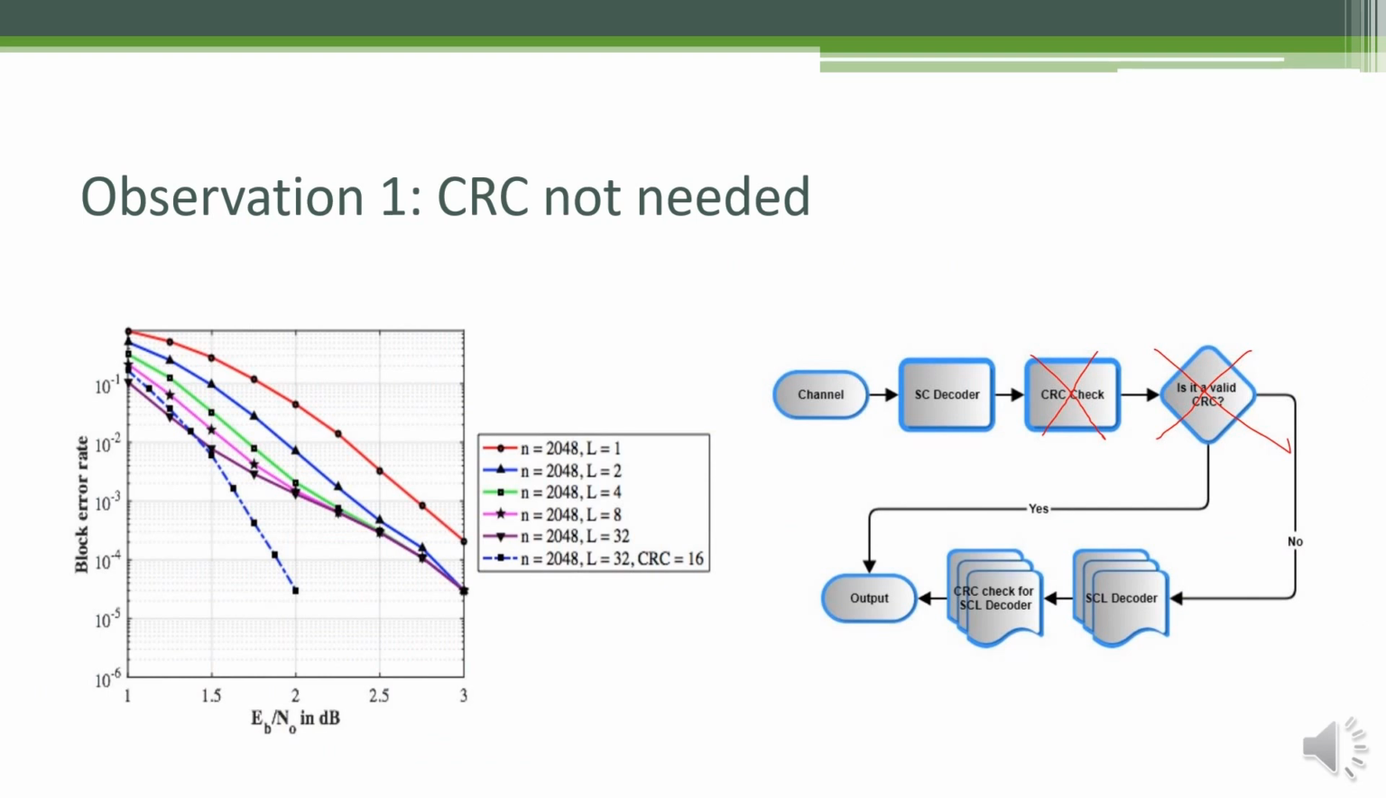As we can see from the graph, polar code decoder with CRC is not having a higher block error rate. Therefore, SCL decoder without CRC was implemented in the GNU Radio platform. The graph was obtained by running the polar code encoder and decoder code in MATLAB for different list sizes. The block diagram shows that CRC check as proposed in Alexander Vardy's paper is not used in the SCL decoder architecture.